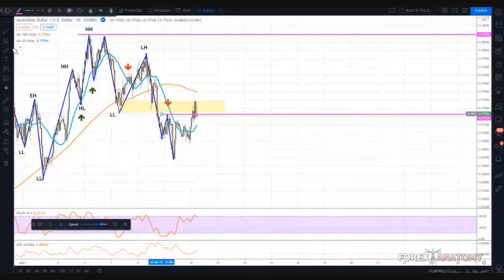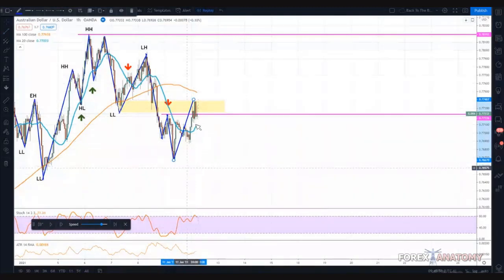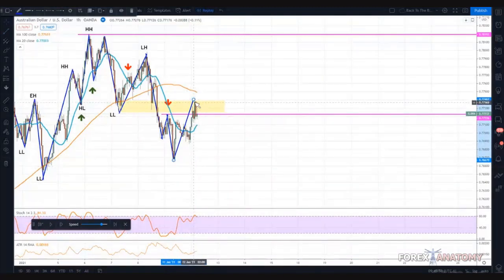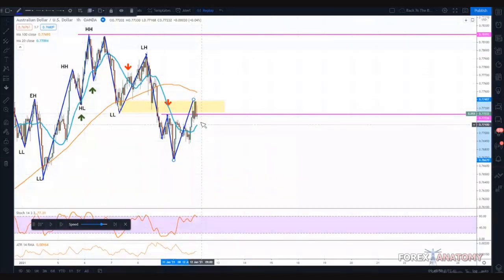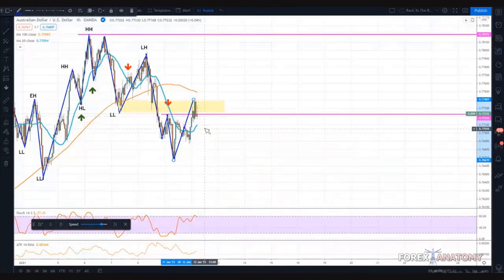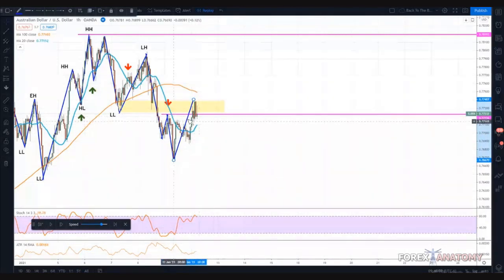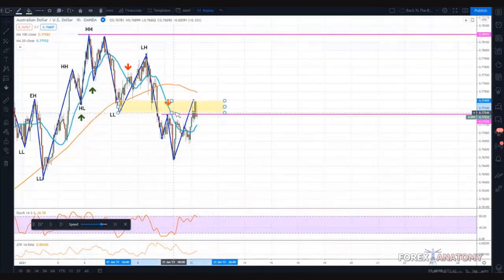So we can draw that in. But I hope you guys get the point on how this all works, like in a real-time scenario. Now, what we want to do is wait for the pullback, because we want to look for a buying opportunity. We need to see price create a higher low, right? So anywhere within this area is where we should see that.